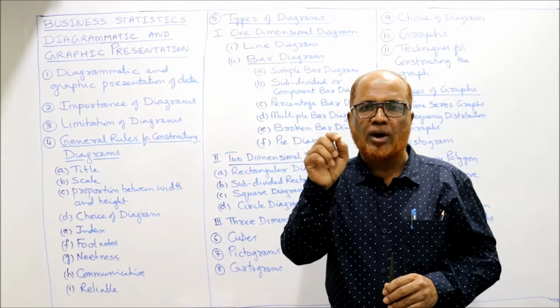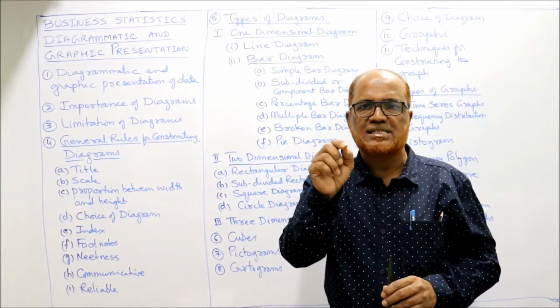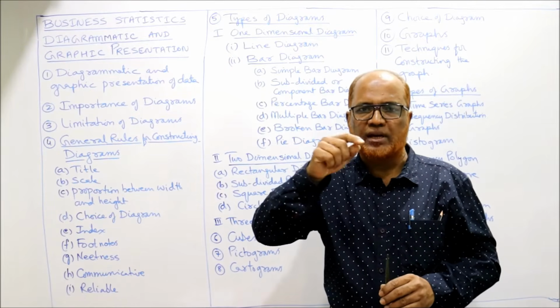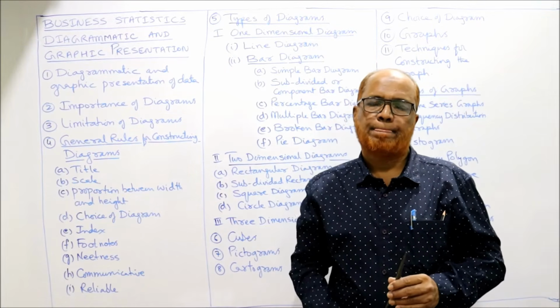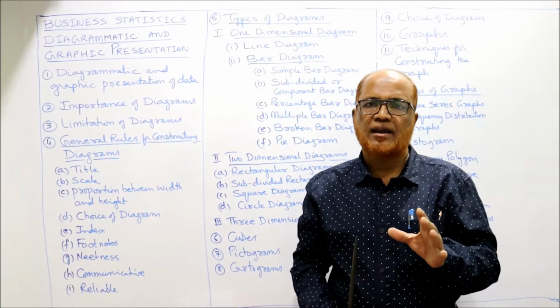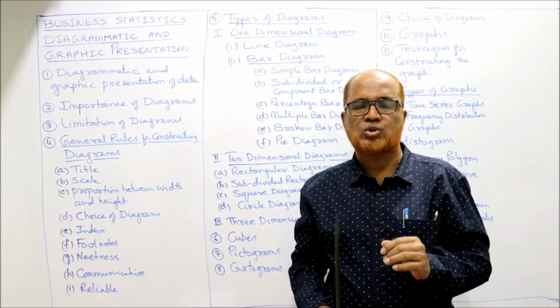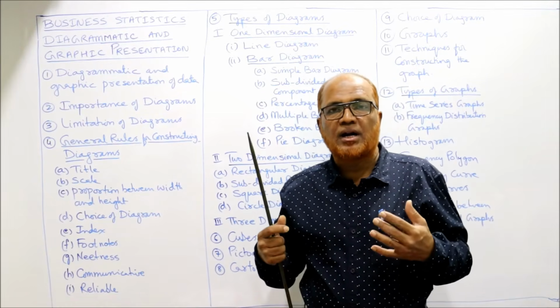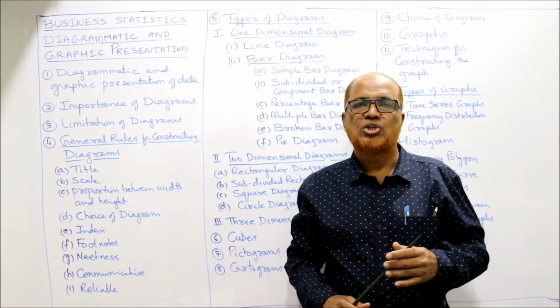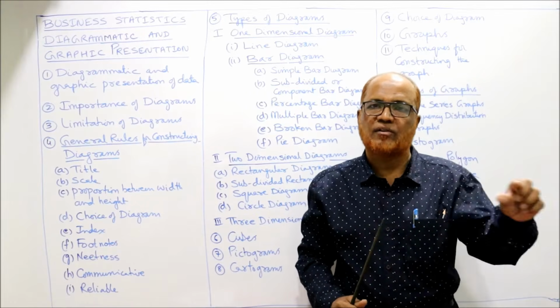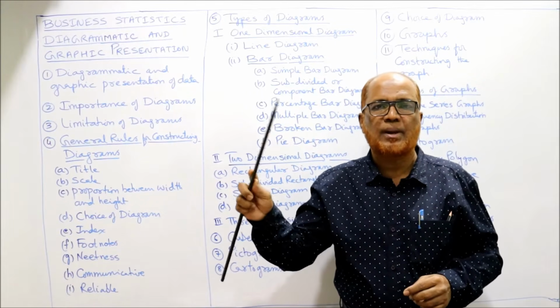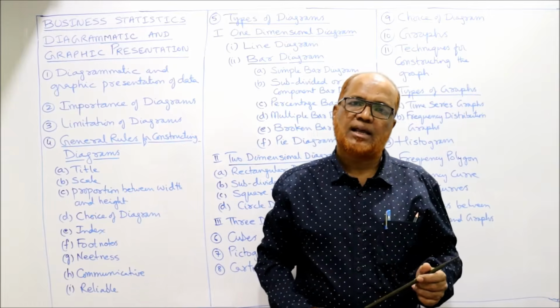So we are putting a point for every year's sales. After putting all the points, we are drawing the line. And we are getting some idea regarding whether the sales are increasing or decreasing or fluctuating. So we can get a bird's eye view about the change in sales over a period of 8 years by drawing a simple line. That is called a line diagram.